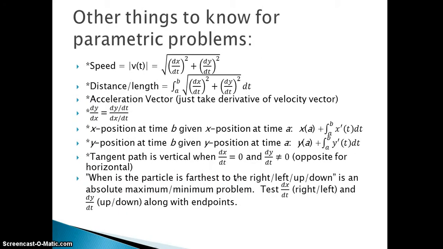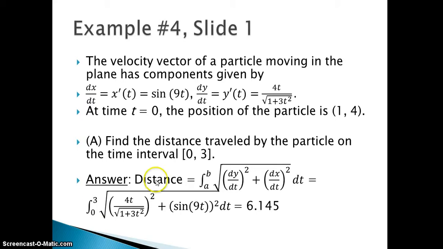Part A asks us to find the distance traveled by the particle on the time interval 0 to 3. If you'll recall, distance is the integral of speed. In our case, we're going to integrate from 0 to 3. We are given our dy/dt component, which is 4t over the square root of 1 plus 3t squared, and our dx/dt component, which is sine of 9t. We're going to square both of those parts, put them under the square root, and use our calculator to integrate. We end up with 6.145. Your calculator is very helpful on these sorts of problems, and most often on the AP exam, you'll see these problems on the calculator active section.